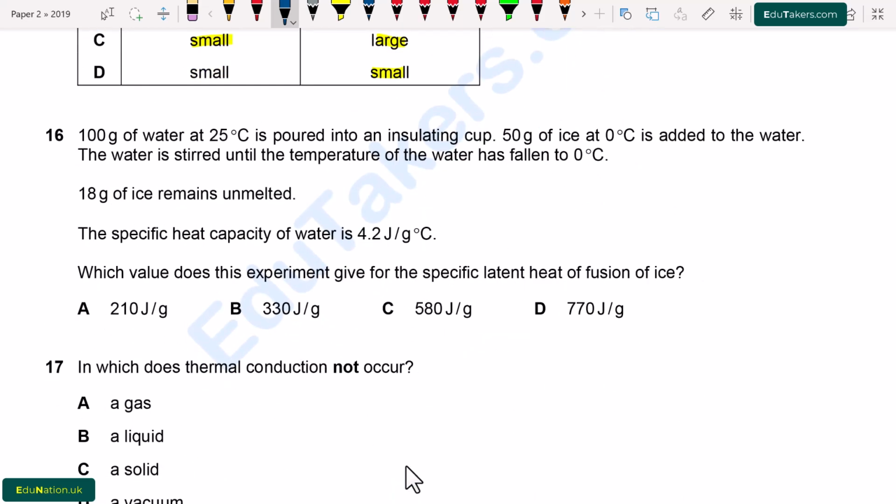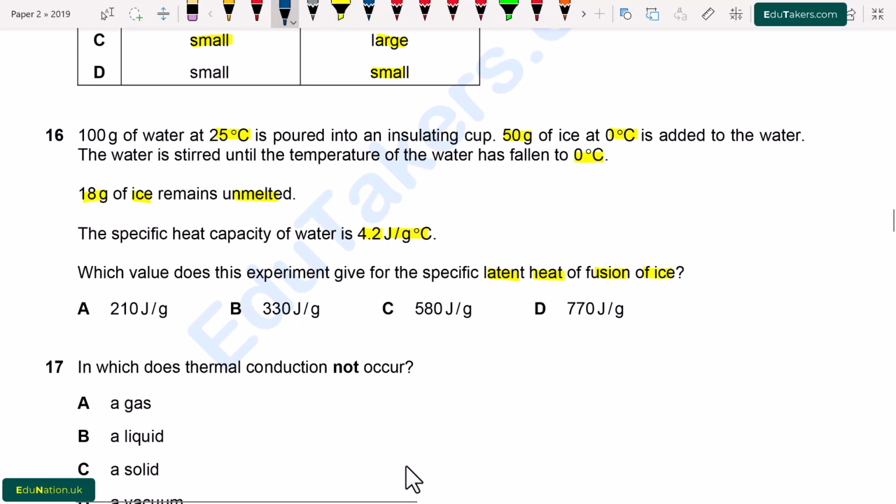Question number 16. 100 grams of water at 25 degrees C is poured into an insulating cup. 50 grams of ice at 0 degrees is added to the water. The water is stirred until the temperature of the water has fallen to 0 degrees C. 18 grams of ice remains unmelted. The specific heat capacity of water is 4.2 joules per gram per degree C. Which value does this experiment give for the specific latent heat of fusion of ice?